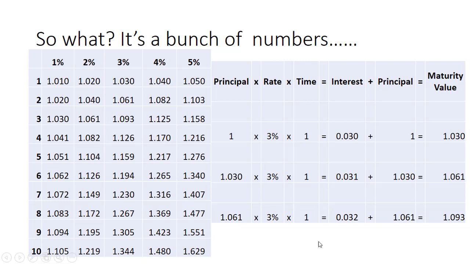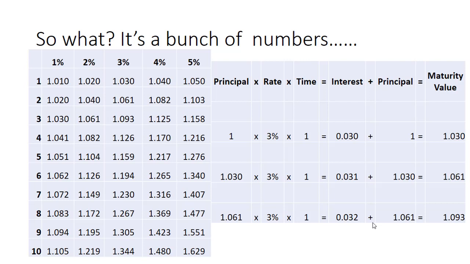Then we can take that to the third year and take that maturity value, multiply it again by 3% times 1 year, and now we're earning 3 2/10 cents. Add that to the principal, and we're at $1.093. So that took three multiplications and a couple different additions to come up with just what $1 at 3% interest saved for 3 years, or 3 time periods, would give us.